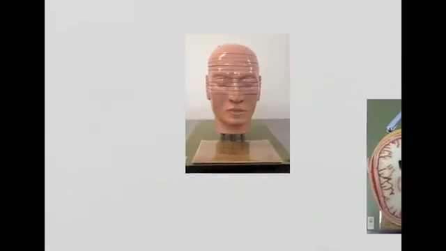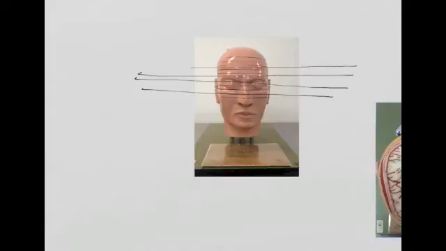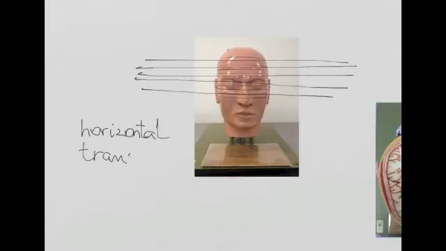The next way to cut up the head, and the brain, would be with these horizontal lines, and thereby we would describe it as horizontal sectioning, transverse sectioning, also commonly used, but in CT, MRI and imaging, radiological imaging, this would be described as axial sectioning.